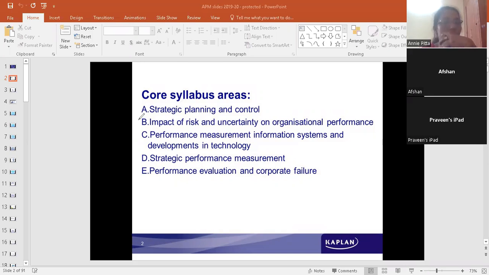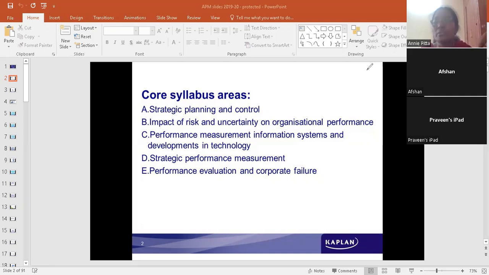Third says performance measurement, information systems and development and technology. Not a very big one, but some important aspects about information technology we will be learning here. Fourth section is strategic performance measurement. How performance is measured. Then the last one is about performance evaluation and corporate failure. Broad classification is done in these 5 sections.